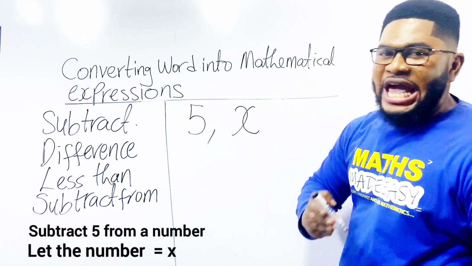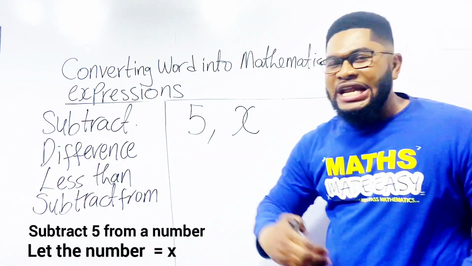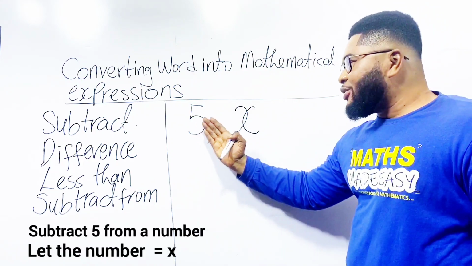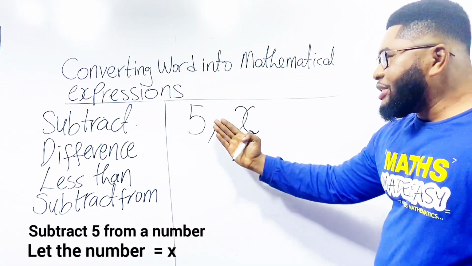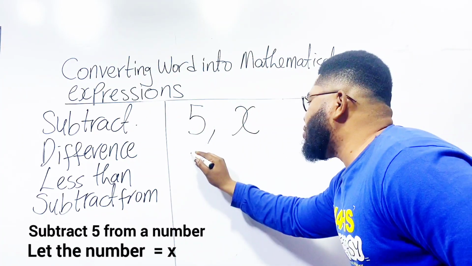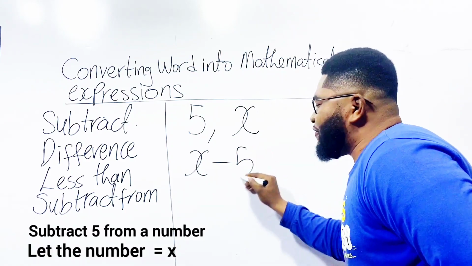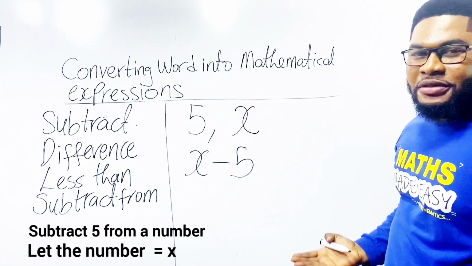So I'm representing x for the number. So subtract 5 from a number. That means I'm going to subtract this 5 from the number. Basically, the subtraction sign will rather affect the 5. So the final expression will be x minus 5. So indeed, I have subtracted 5 from the number.